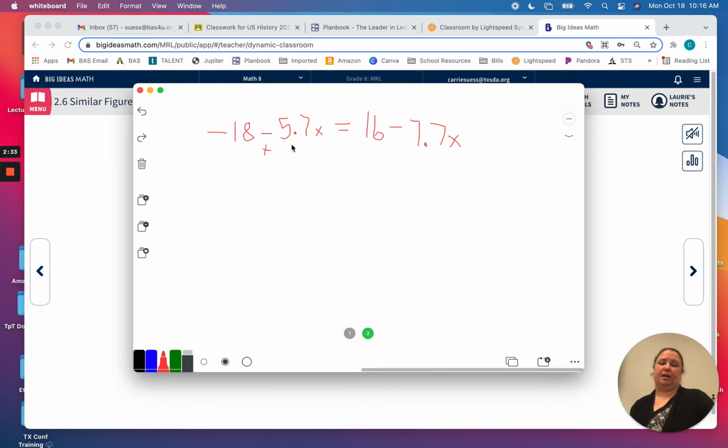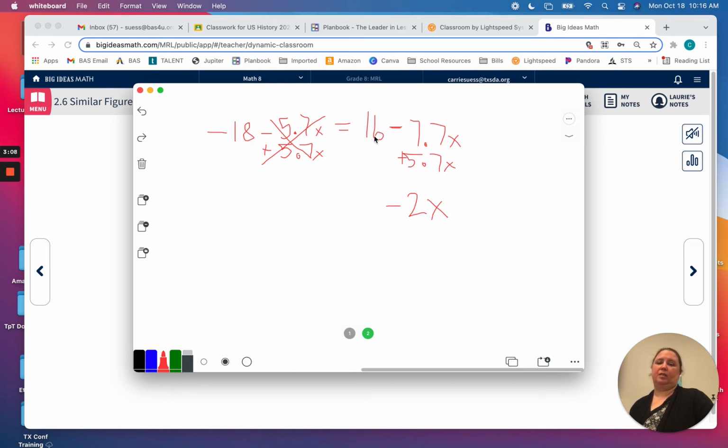But yes, since it's subtracting, we're going to add 5.7x. So plus 5.7x over here. It does not matter what side of the equal sign the x is. The point is to get the x by itself. Okay, so those cancel. What is negative 7.7 plus 5.7? Is he right? 100%. There it is. And it's a negative 2. This was greater. So it's a negative 2x.